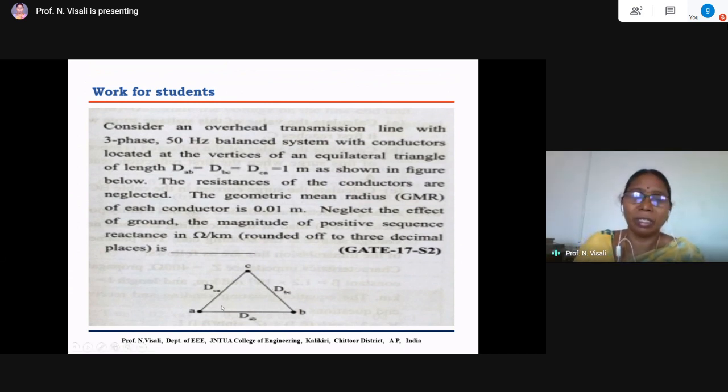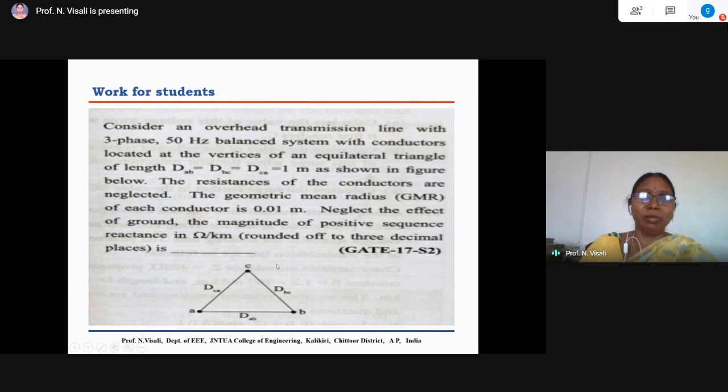You have to find out the inductance, because it's an equilateral spacing. So directly you can calculate the inductance of the equilateral triangle, this balanced overhead transmission line system: 2 into 10 to the power of minus 7 into ln(GMD by GMR). Because of equal spacing and since GMR is already given as 0.01, you can calculate GMD, ln(GMD by GMR). You will get that L.